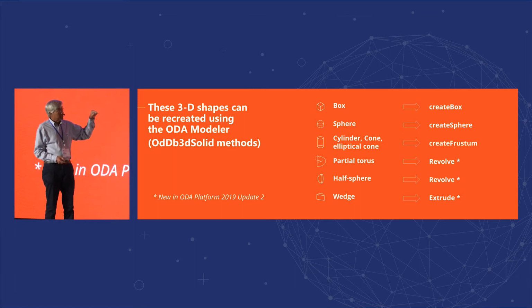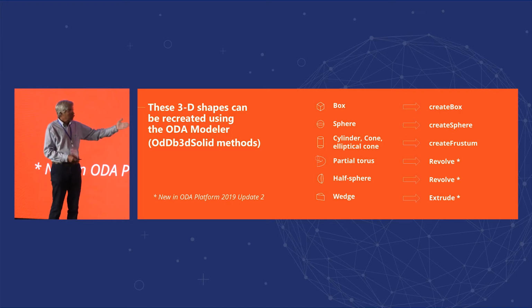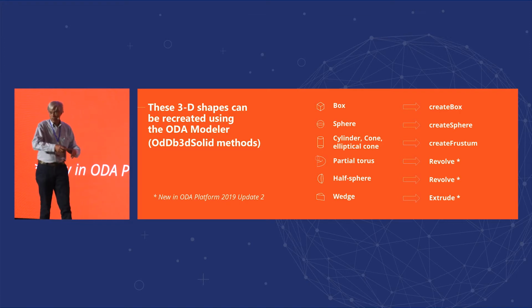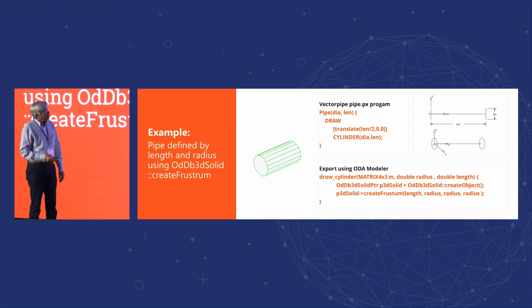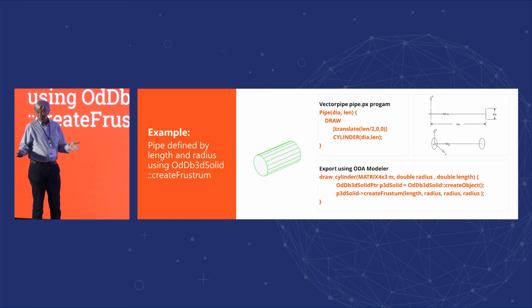Now, what's new in the new ODA Modeler is that there's also a revolve function, so you can make a surface of revolution, and there's also an extrude function for extruding. So let's just look at a couple of these things. I thought I would show you a little bit of the programming, from a programming standpoint, how easy it is to use this stuff.